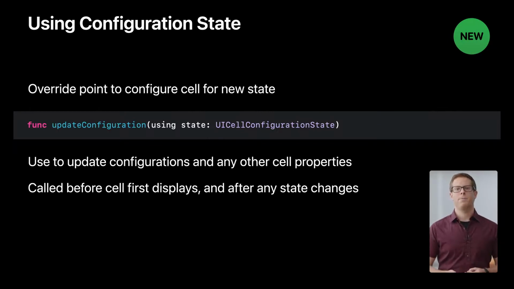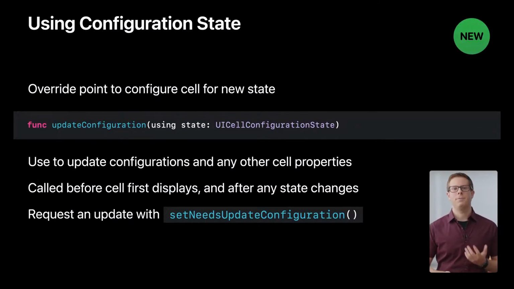Remember, when you're using configurations, you don't need to worry about the old state. Just get a fresh configuration each time, set its properties, and apply it to your cell. Configurations work best when there's a single place in your code that handles setting them up and applying them to your cell. If you're using a custom cell subclass, this new method, update configuration using state, is the best place to do that. This method is also a great place to centralize any other setup or updates to your cell.